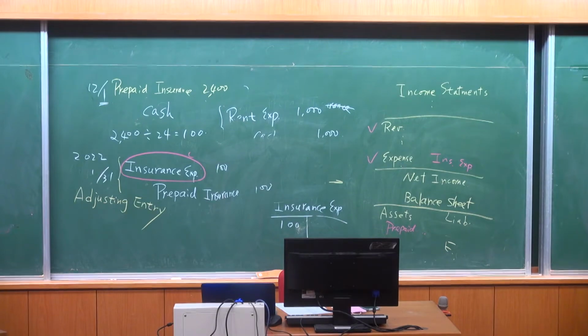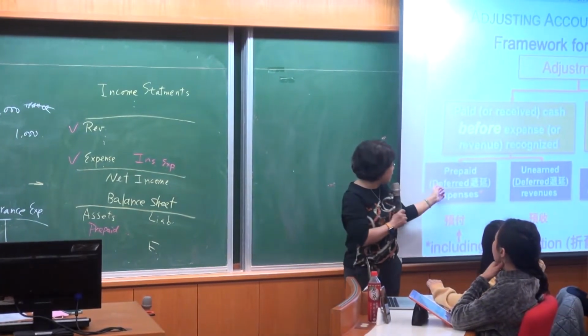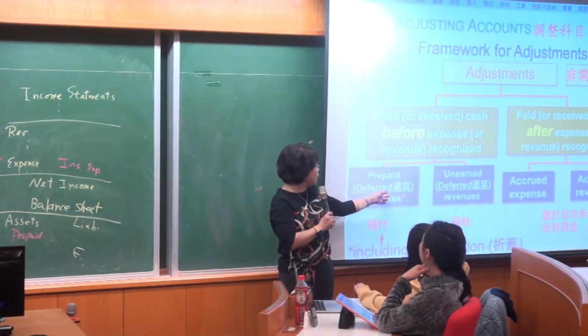So for these categories, I forgot to bring the pointer pen. Before, you can either prepay something, which we call prepaid expense, or you receive cash in advance. 你先收到钱, we call that unearned revenue. But some other textbooks use deferred instead of prepaid or unearned. Same thing. You can see you have some deferred expense.